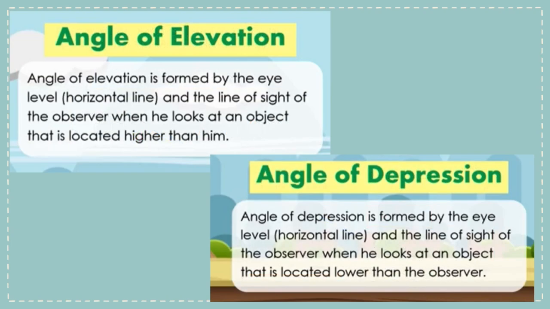Now, as a recap, again, what are the angle of elevation and angle of depression? The angle of elevation is formed by the eye level or horizontal line and the line of sight of the observer when he looks at an object that is located higher than him. And the angle of depression is formed by the eye level or horizontal line and the line of sight of the observer when he looks at an object that is located lower than the observer. So that's the angle of elevation and angle of depression.